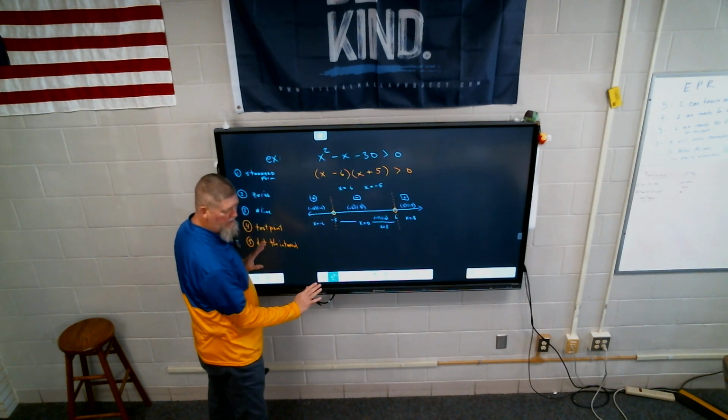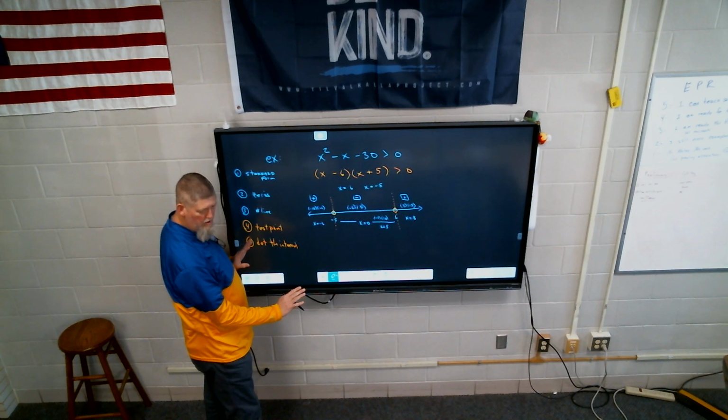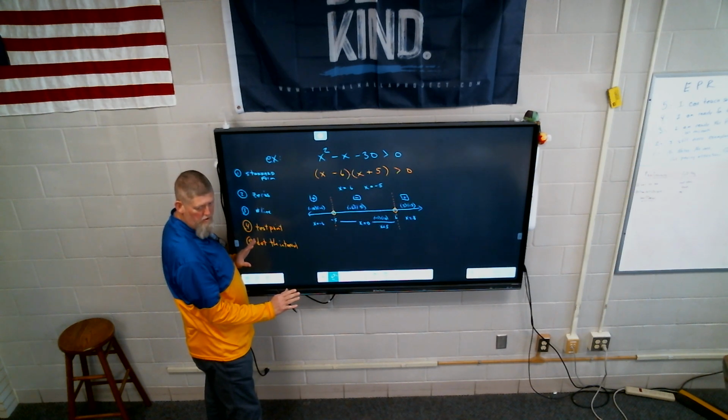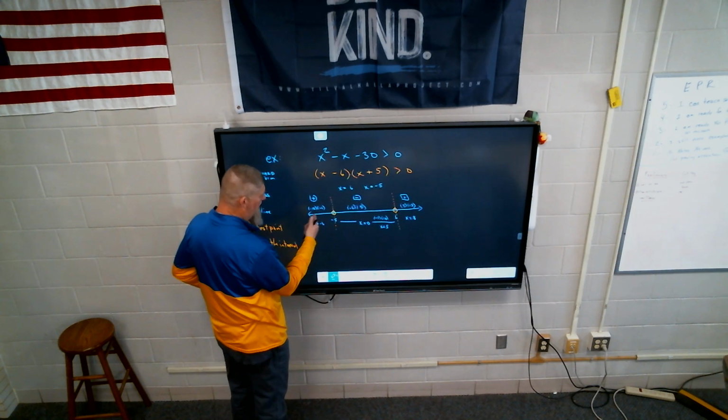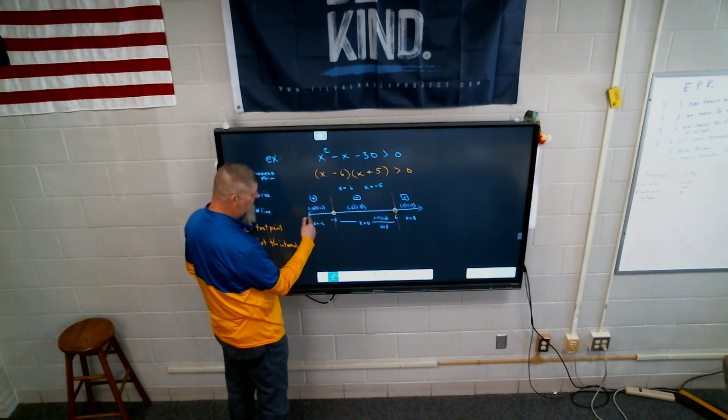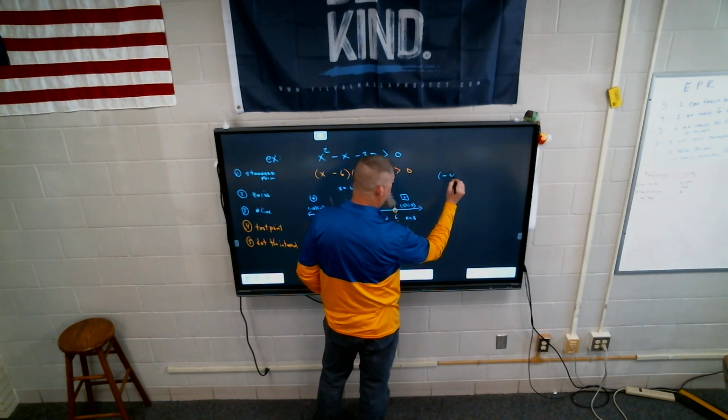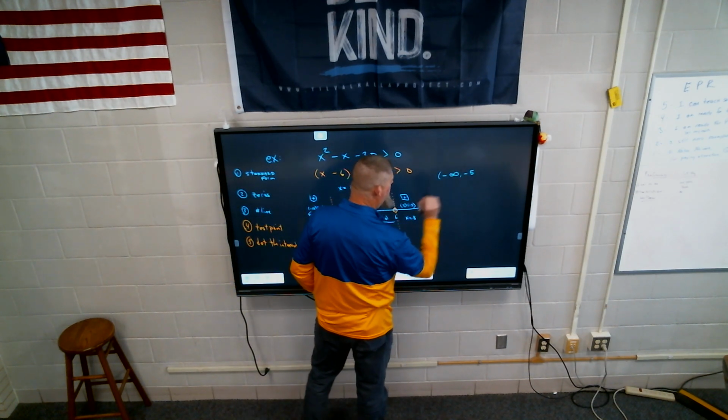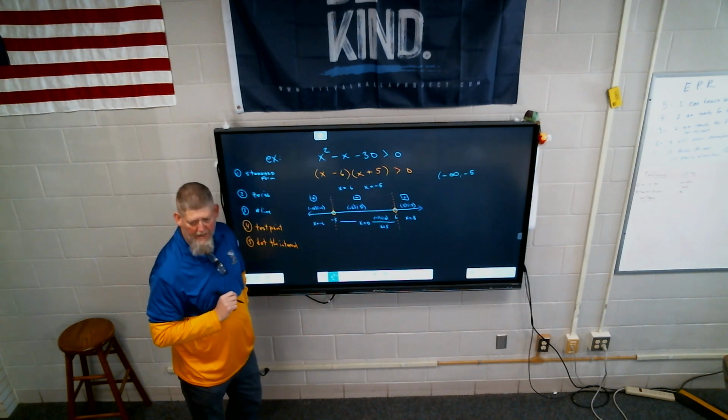So which ones am I looking for, the positives or negatives? What's greater than 0? Positive. So I'm looking for this interval over here. If I write this interval, it's going to be negative infinity to negative 5. Is negative 5 going to be a bracket or a parenthesis?